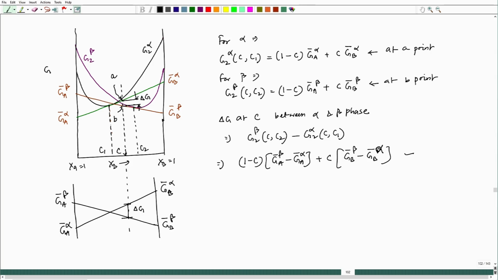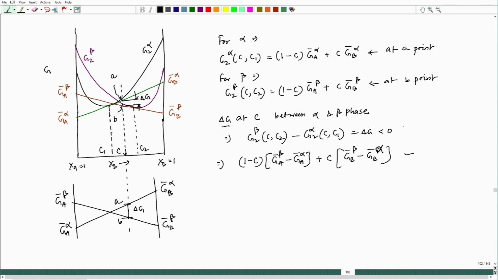Now, we see that there is a free energy difference and this free energy difference is negative. So, this is negative because if I see properly, the tangent at C over the beta phase, this particular tangent. So, that means the point at B and A, B is at a lower free energy compared to A. Okay. So, that means there is a free energy lowering equal to delta G, this is less than 0.